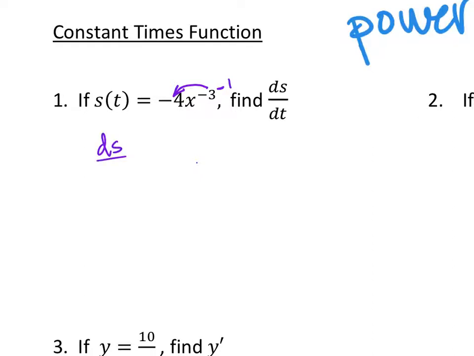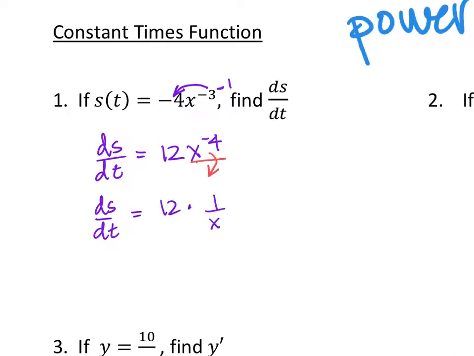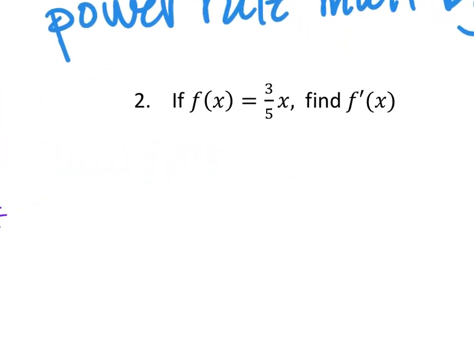So the derivative of the function s with respect to t, the -3 times the -4, gives us 12, and a -3 minus a 1 gives us -4. Remember, we want to make this positive. This goes to the denominator and becomes a positive exponent. So we would have 12 and 1 over x to the 4th. And the most efficient, mathematically correct way to write that is 12 over x to the 4th. That's number one.